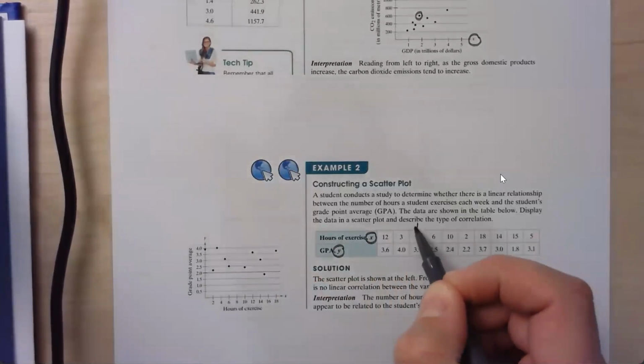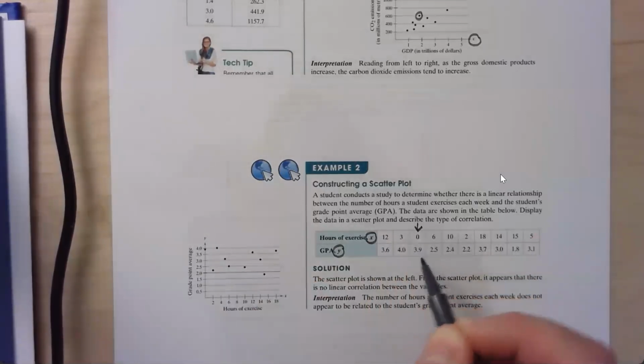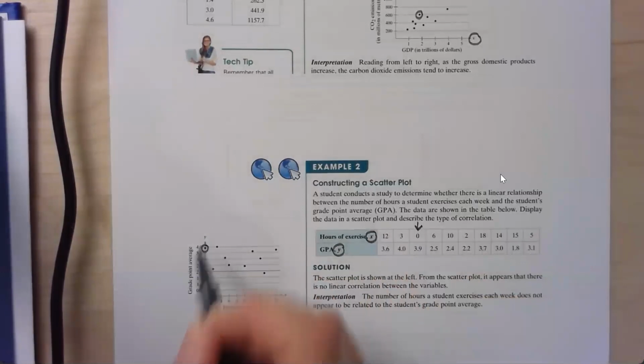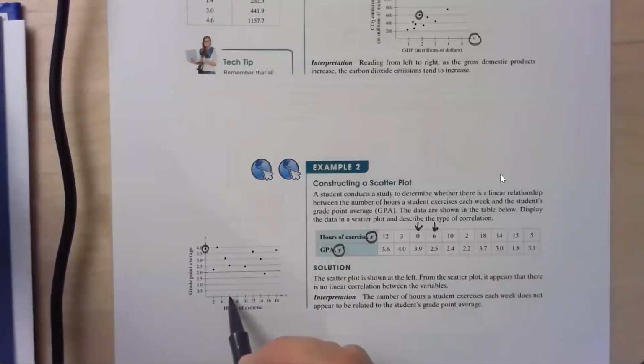So for instance, here, this person has 0 hours of exercise and their GPA is 3.9. So you can see that point is right here. Or let's look at one more. This person has 6 hours of exercise and their GPA is 2.5. So that would be this point right here.